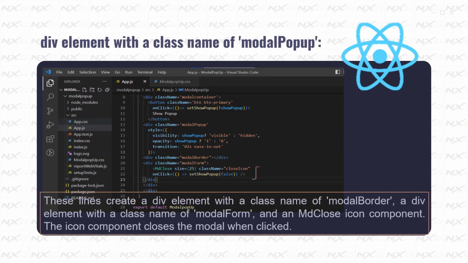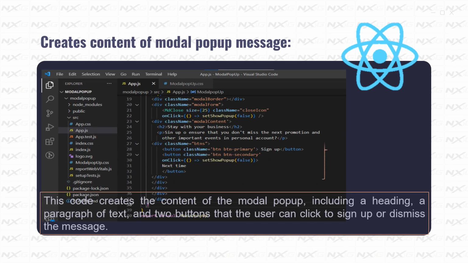Inside this, we have two child div elements: modal-border and modal-form. Modal-border is just a decorative element to give the modal pop-up a border. Modal-form contains the actual content of the modal pop-up. Inside modal-form, we have an MdClose icon. This will be used to close the modal pop-up when clicked. We also have a div element with the class modal-content, which contains the main content of the modal pop-up.